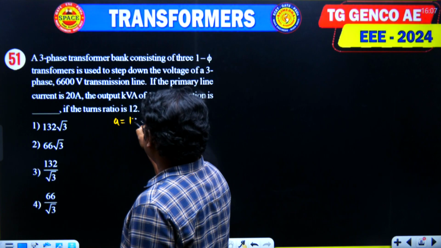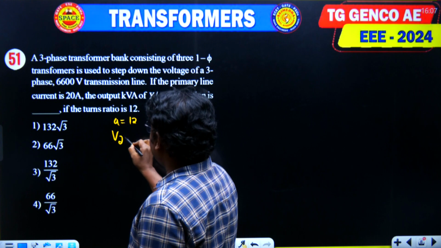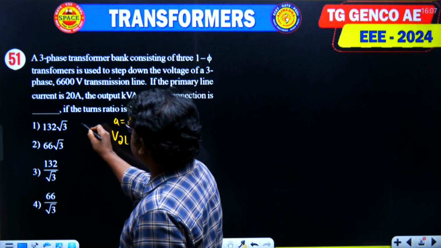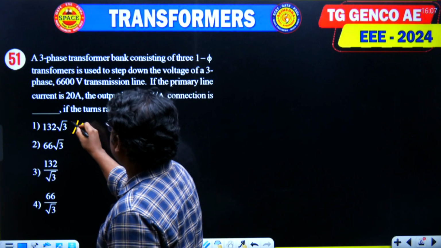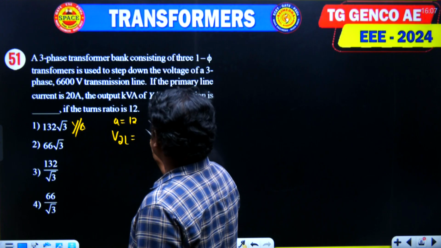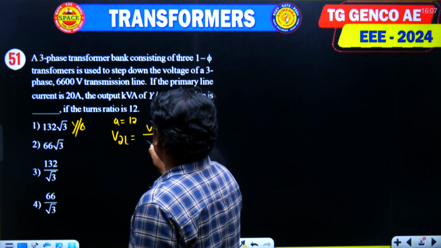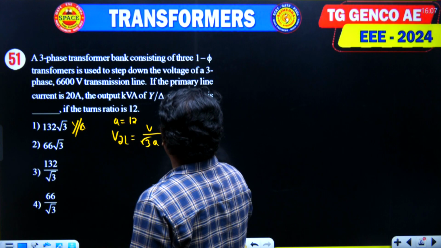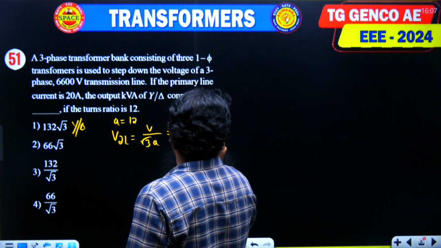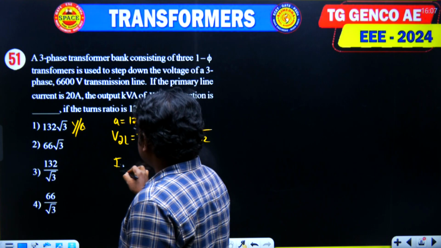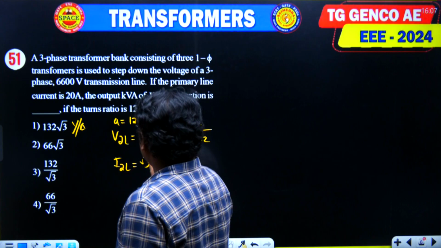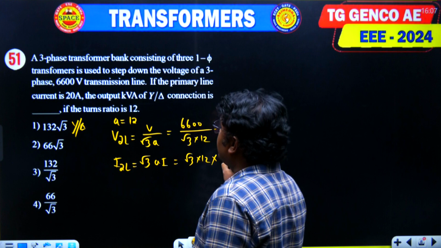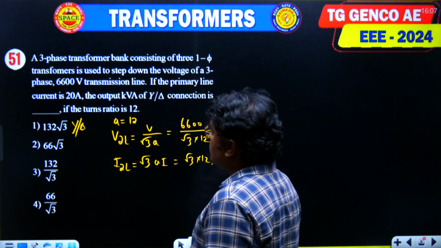Turns ratio is denoted by A. The given transformer is a star-delta 3-phase transformer. V2L is equal to V by root 3 A, which is 6600 divided by root 3 into 12, and I2L is equal to root 3 times AI, so root 3 into 12 multiplied by 20. So this one is 20 amps.